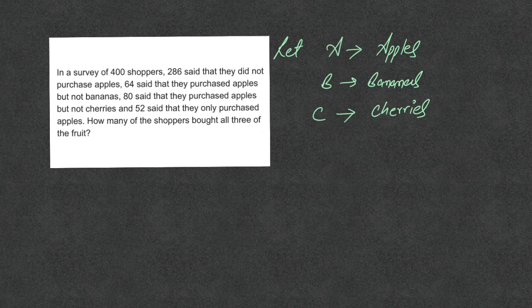First information: there are 400 shoppers. So the number of people who bought apples is written as n of A. Those who didn't buy apples is n of A complement, and the summation of both is 400. n of A represents the number of people who bought apples, and n of A complement represents the number of people who didn't buy apples, and the addition of both is equal to 400. This is the first information.